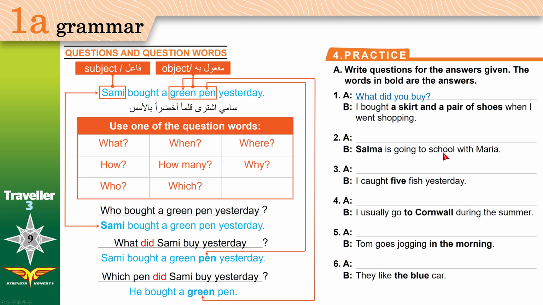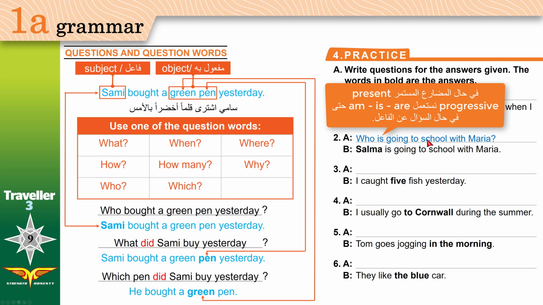2. Selma is going to school with Maria. We are asking about a person. This time we have present progressive, not past. What will we say? We will say who, a person, is going. Not did. No, you don't need did. This is present progressive. Who is going to school with Maria?